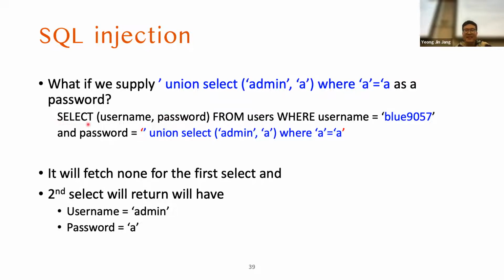And if we supply this kind of string, then our SQL query will be something like this. So this select finishes here. And because we didn't type any password, it retrieves a 0 result. But right next to it, it runs a union select admin and A. And then we can arbitrarily write this, and where A equal A will always be true. Then we type the username as admin, password as A, but it returns a valid result. Then the server will let you log into the system.